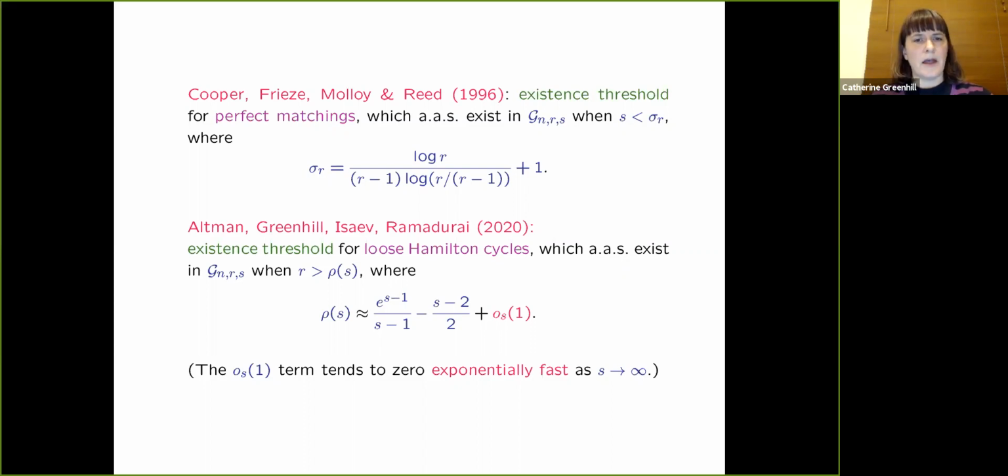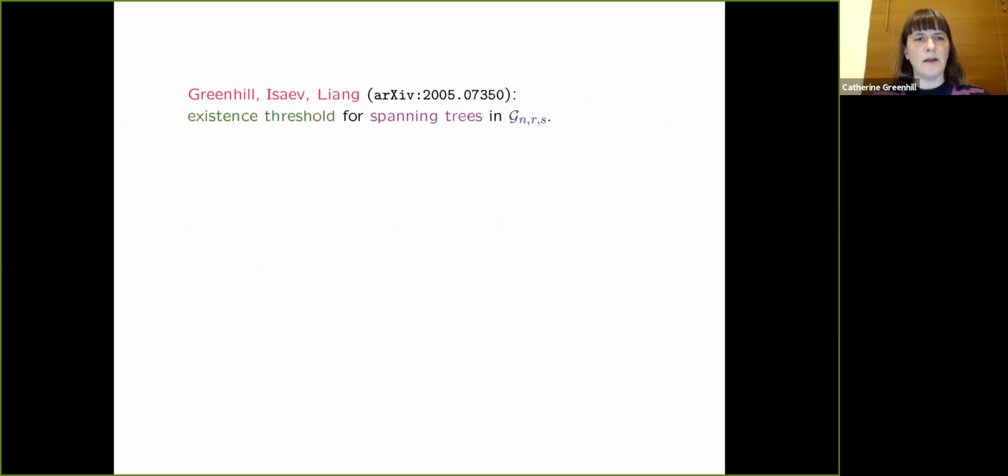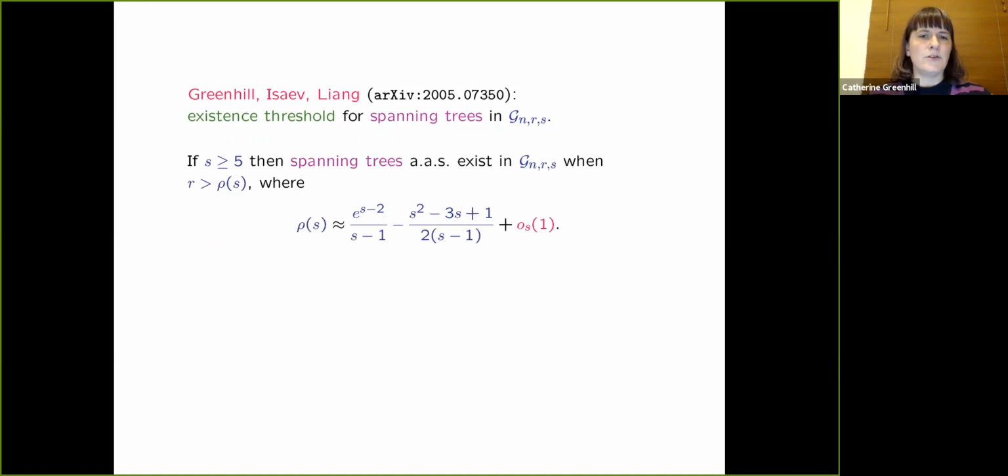So that was that, and very hot off the press, it just went up on arXiv within the last week. Myself and Misha, again, Mikhail Isayev, and Gary Liang, who was a former honours student at UNSW, we looked at spanning trees just for fun, spanning trees in hypergraphs. So I'll tell you more about our definition of spanning tree in a moment.